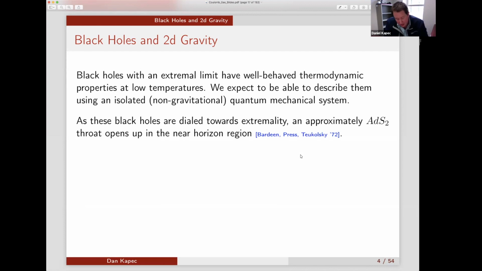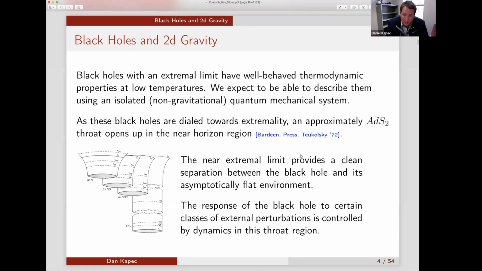And they all have this particular feature that as you dial the hole towards extremality, an approximately AdS2 throat opens up in the near horizon region. And what that extremal limit really buys for you is a clean separation between the black hole and its asymptotically flat environment, in the sense that the response of the hole to certain classes of external perturbations is approximated and really controlled by the dynamics in this throat region.